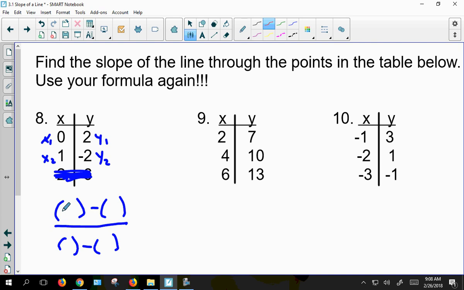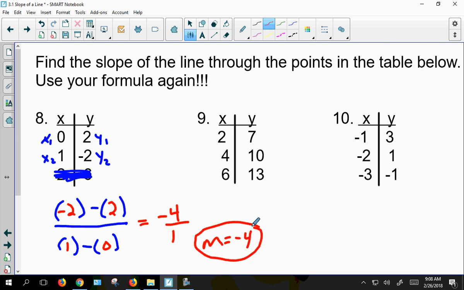Y2 is -2. Y1 is 2. X2 is 1. X1 is 0. So this equals -4 over 1, or m equals -4. Either one is fine. Please remember to put the m equals.